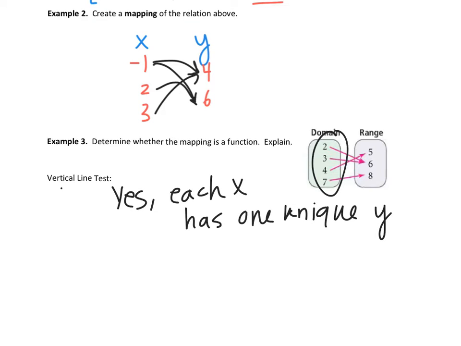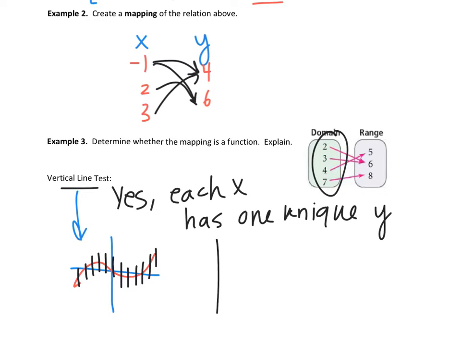And then the vertical line test. The vertical line test means that if you draw a vertical line, so if this is your xy coordinate plane and you have a function, if you draw an infinite number of vertical lines, they will cross the red relationship at most one time. If that is the case, that is a function. So I'm just going to show you examples.